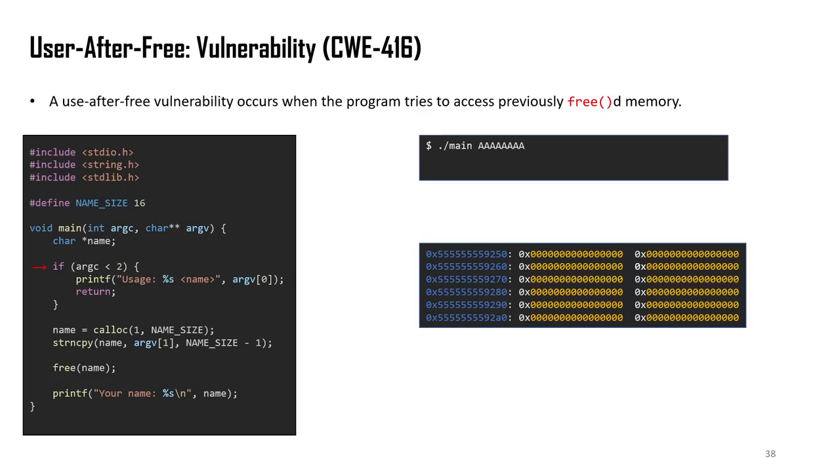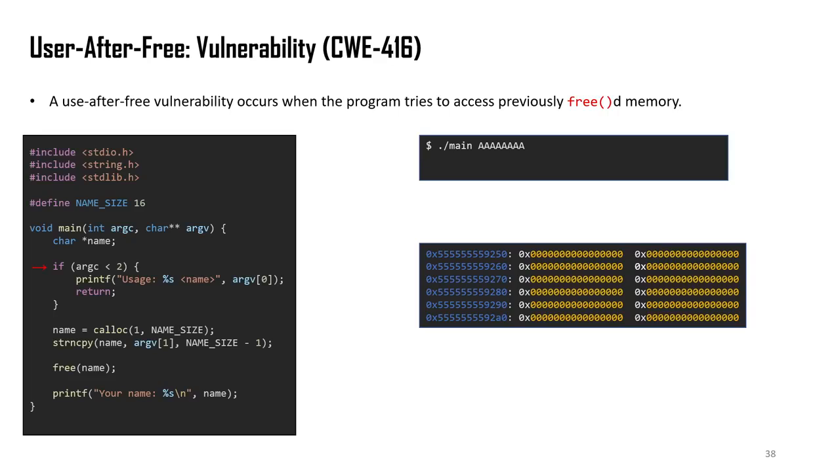Alright, now that we have an idea about the heap shenanigans, let's dive into use after free. Use after free is known under the identifier CWE-416. CWE is for Common Weakness Enumeration. It's a database of weaknesses in software, and use after free is one of those weaknesses. This is a vulnerability that occurs when the program tries to access previously freed memory, either with a read operation or a write operation.